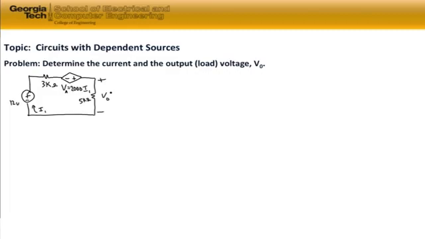We also notice that we have a dependent source. The dependent source is at the top of the circuit, and it's a current-controlled voltage source, where the voltage associated with that dependent source is controlled by the current that's flowing through this single loop circuit. So we're going to again determine the current and the output voltage associated with the circuit.